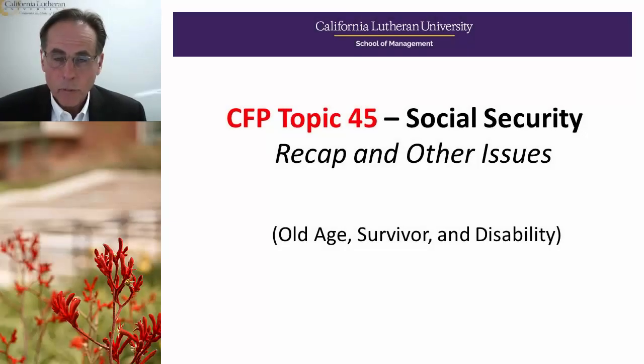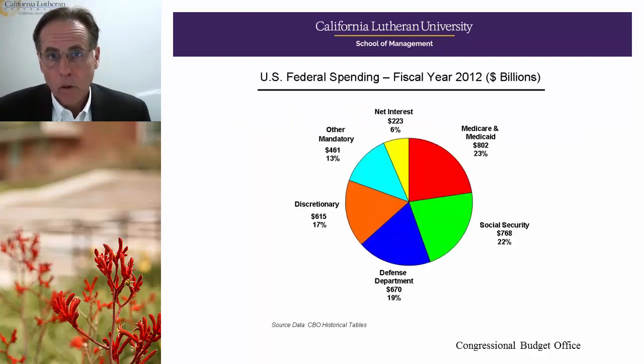In this video, we'll recap Social Security issues that you viewed in the prior two videos and also take a look at a couple other issues. On this slide, you see a recap of U.S. federal spending in 2012. Notice the sizable weight that Medicare and Medicaid and Social Security have in the overall federal spending. We're looking at 45%.